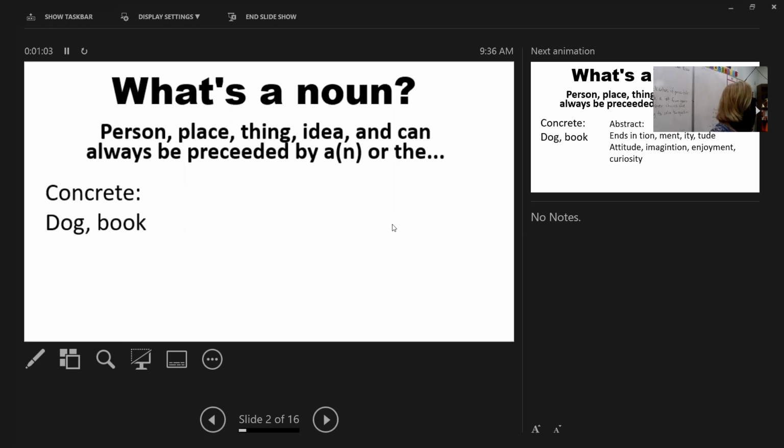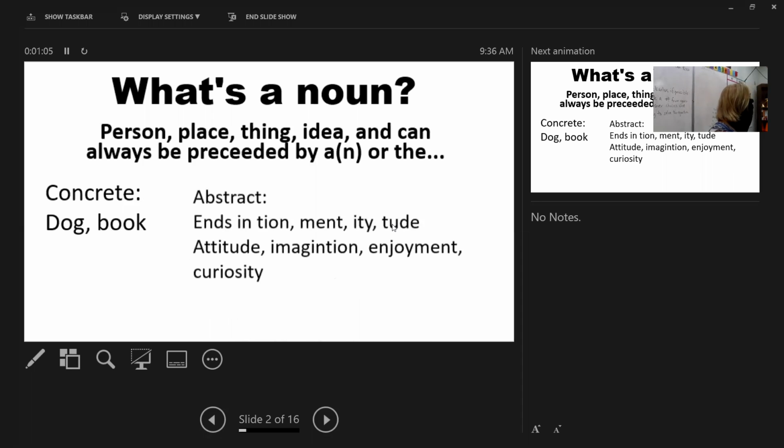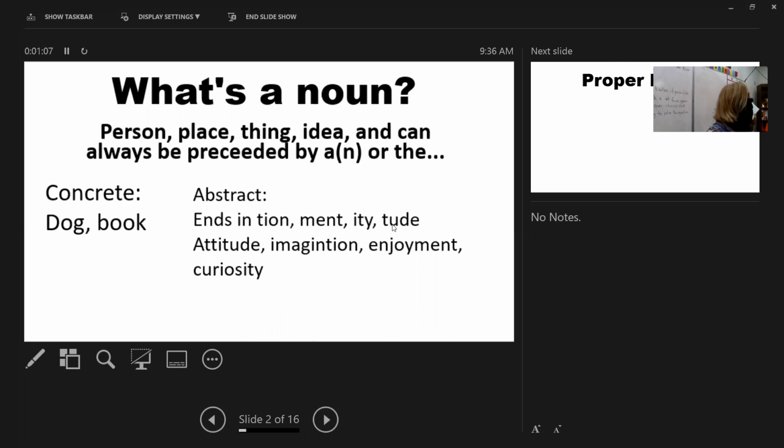Now, here we have concrete nouns and we have abstract nouns. Abstract nouns are words like imagination or love or joy. A lot of times words that end in T-I-O-N or M-E-N-T or I-T-Y or T-U-D-E are generally abstract nouns. The reason why I bring this up is because sometimes you can forget that because you can't see or touch it, it's a noun. But even if it's an idea, it is a noun, and I don't want you to forget that. Nouns are important to us because they are what part of the sentence?